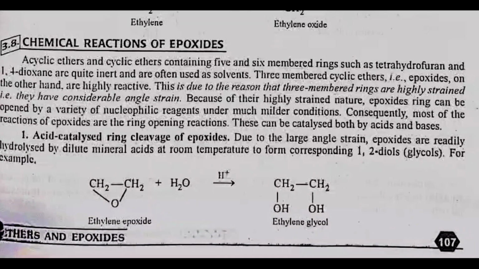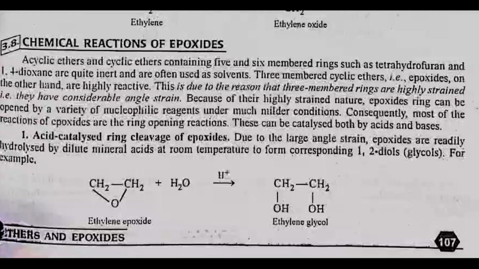3.8. Chemical reactions of epoxides. Acyclic ethers and cyclic ethers containing 5- and 6-membered rings such as tetrahydrofuran and 1,4-dioxane are quite inert and are often used as solvents. 3-membered cyclic ethers, that is epoxides, on the other hand, are highly reactive. This is because 3-membered rings are highly strained, that is, they have considerable angle strain. Because of their highly strained nature, the epoxide ring can be opened by a variety of nucleophilic reagents under much milder conditions. Consequently, most of the reactions of epoxides are ring opening reactions.